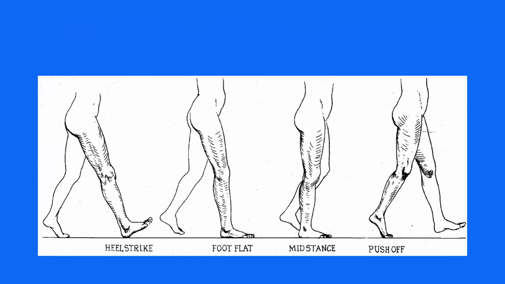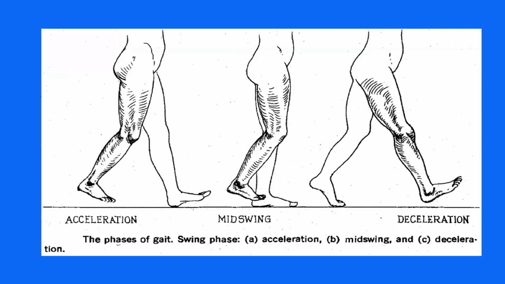This shows you the heel strike, the foot flat, the mid stance, and the push off. Look at these diagrams and look them up. It's not difficult to remember them. This is the swing phase. You have acceleration, mid-swing, and deceleration, which is guided by eccentric elongation of the tibialis anterior, so as to have a smooth heel strike to arrive at the foot flat.